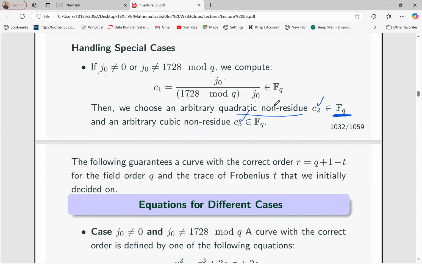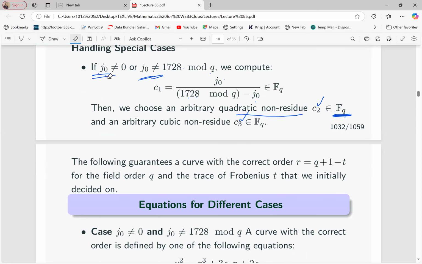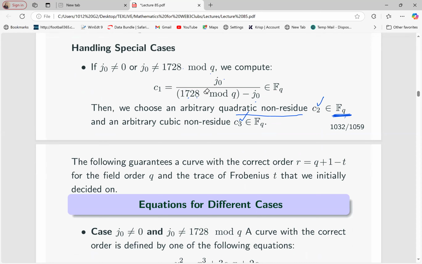Now, this only happens if you discover your J naught was not equal to 0 and it was not equal to that. So that is when you proceed with the steps I've just shown here.